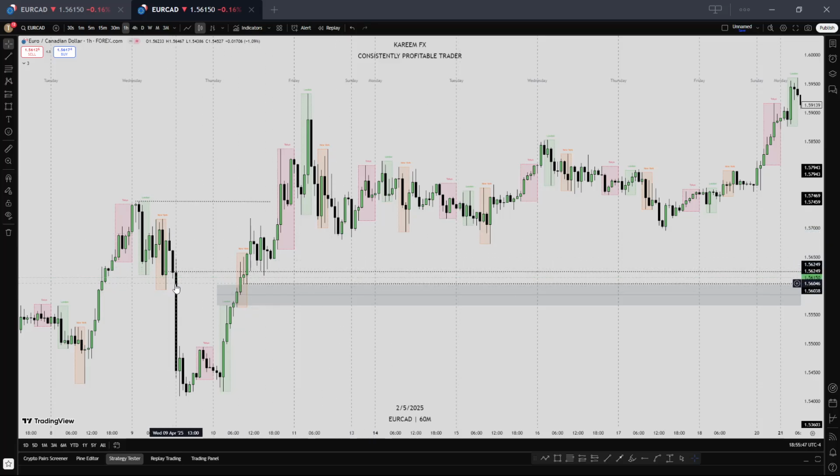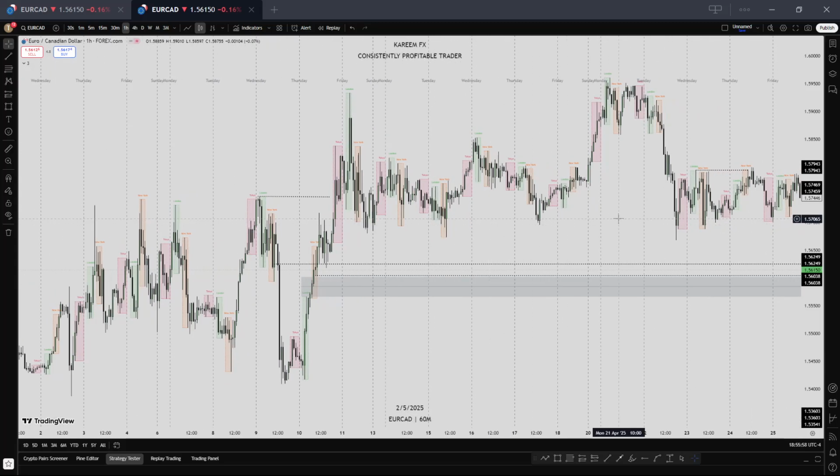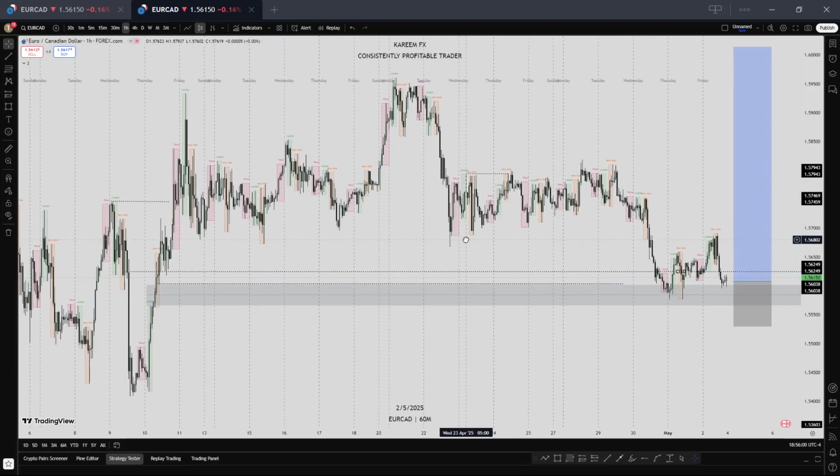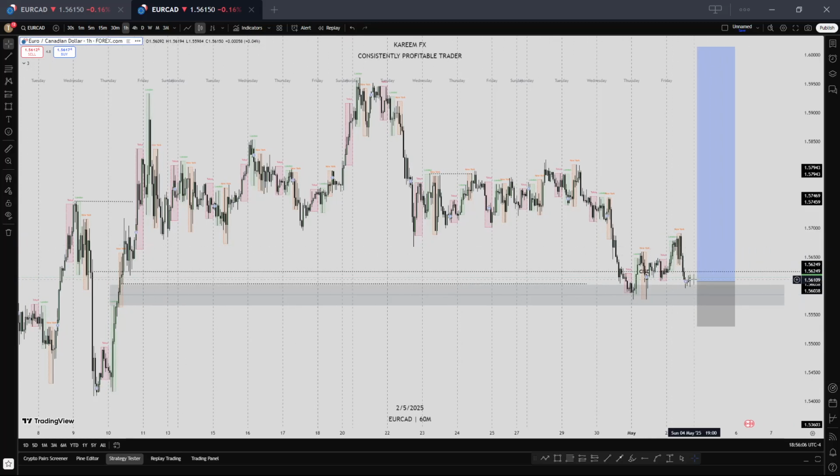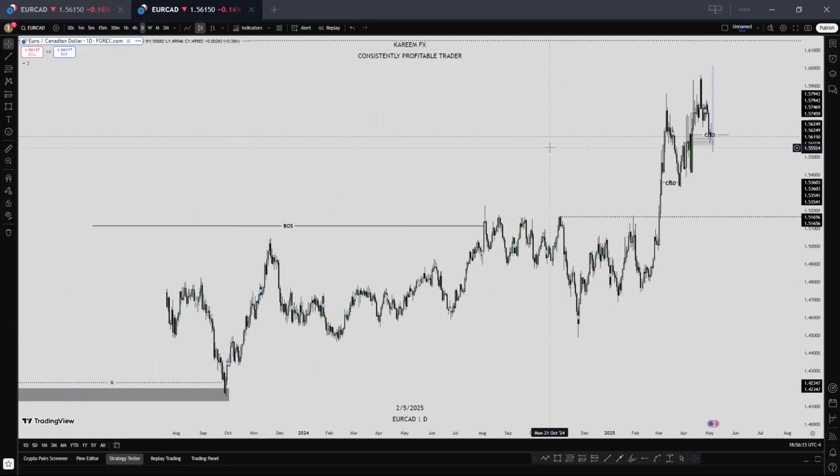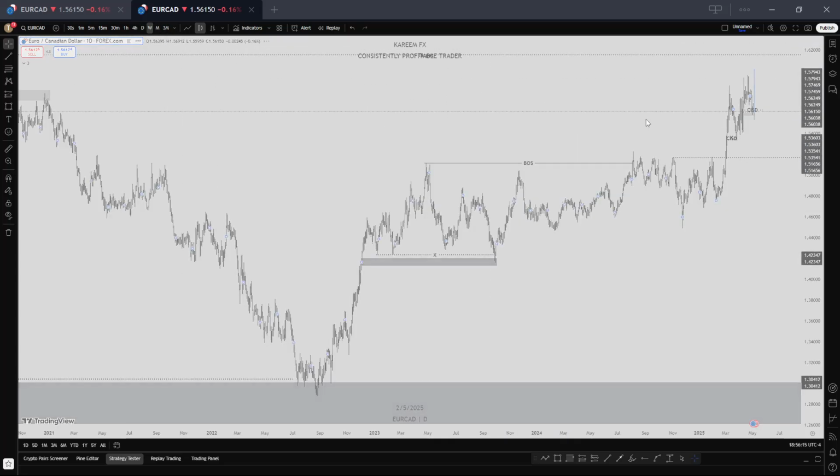So I have my change state that took out liquidity and broke structure and formed a new liquidity close to the new change state. Now I have to wait for price to come back to it, and lo and behold, it took a while, but then price came back to it. So that's where I have my entry. My TP is here.